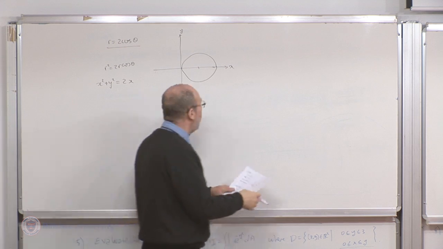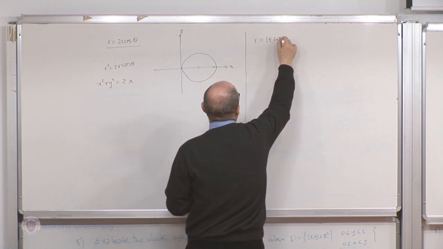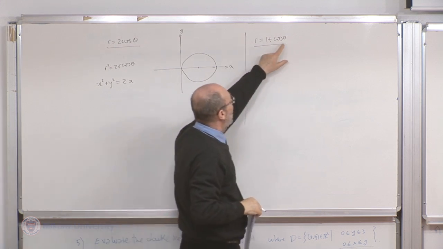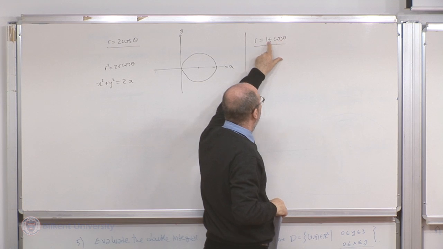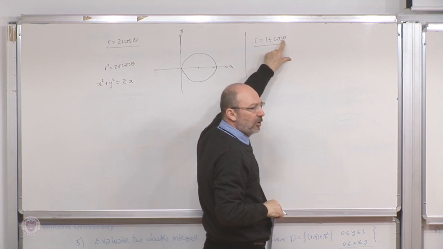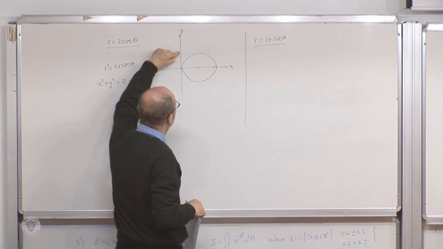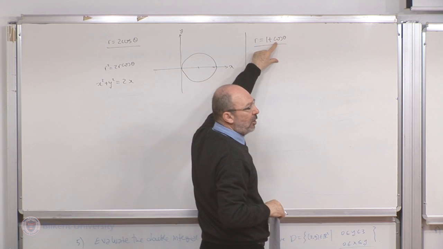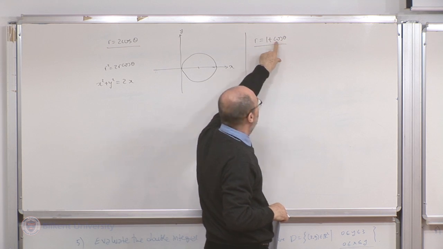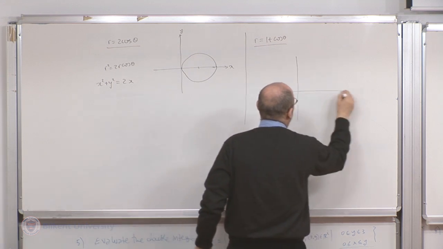Another thing that you should immediately recognize is r equals 1 plus cosine theta. You again do this with the same consideration. When theta is equal to 0, cosine is 1, so r is 2, and then it decreases. When theta is pi over 2, cosine is 0, so r is 1, so it intersects the y-axis at 1. Then cosine becomes negative, and r goes toward 0. When theta is pi, cosine is minus 1, so r is 0, so it intersects here at 0. So the picture is something like this.